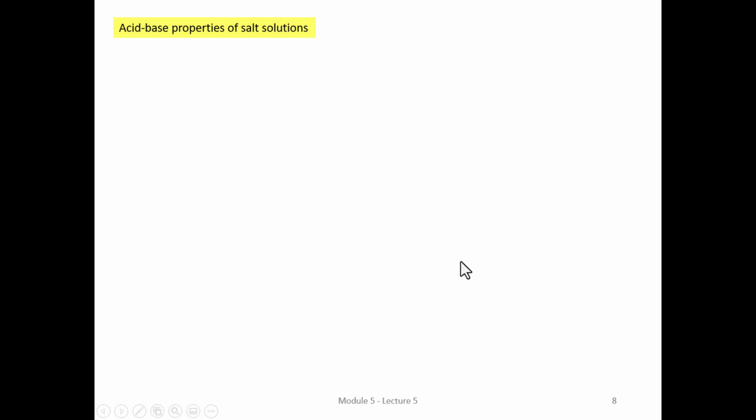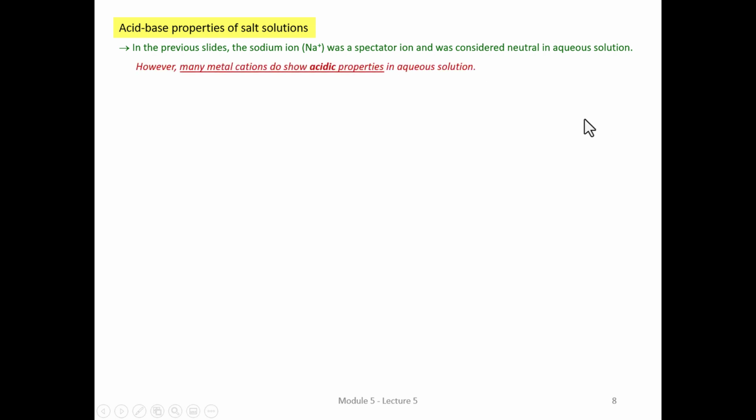Well, in part two of this lecture, we will continue on in our discussion of acid-base properties of salt solutions. Specifically, we want to first bring up that in the previous slides, the sodium ion was a spectator ion and was considered neutral in aqueous solution. It turns out, however, that many metal cations do show acidic properties in aqueous solution.